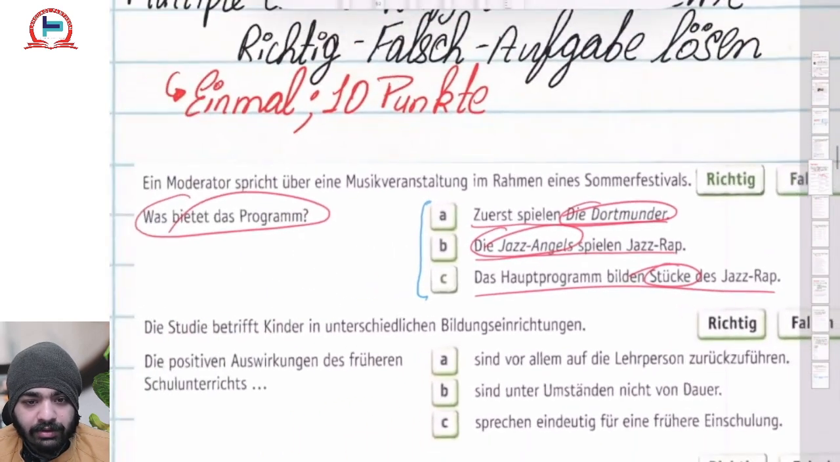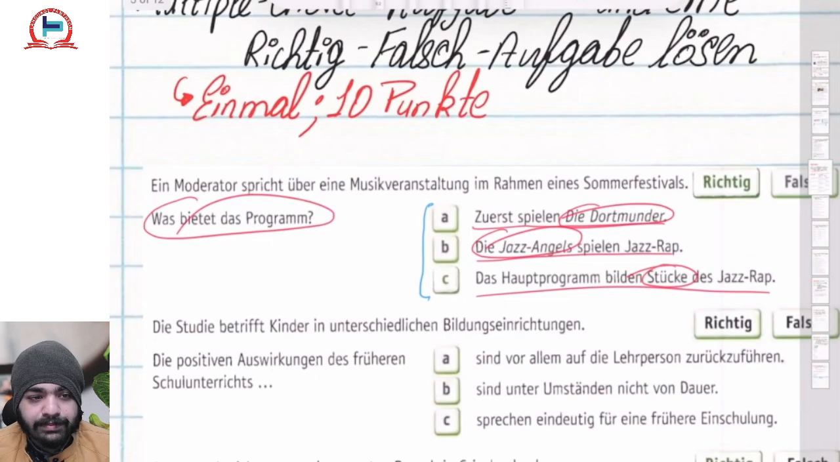You should also try and connect it with what's before it. Was bietet das Programm? What is the program offering? They might talk about the other options as well, but if it's not about what the program is offering, that cannot be an answer. So that would be my suggestion. Don't forget to connect it to the question which is given. Don't just focus on the options. All right.